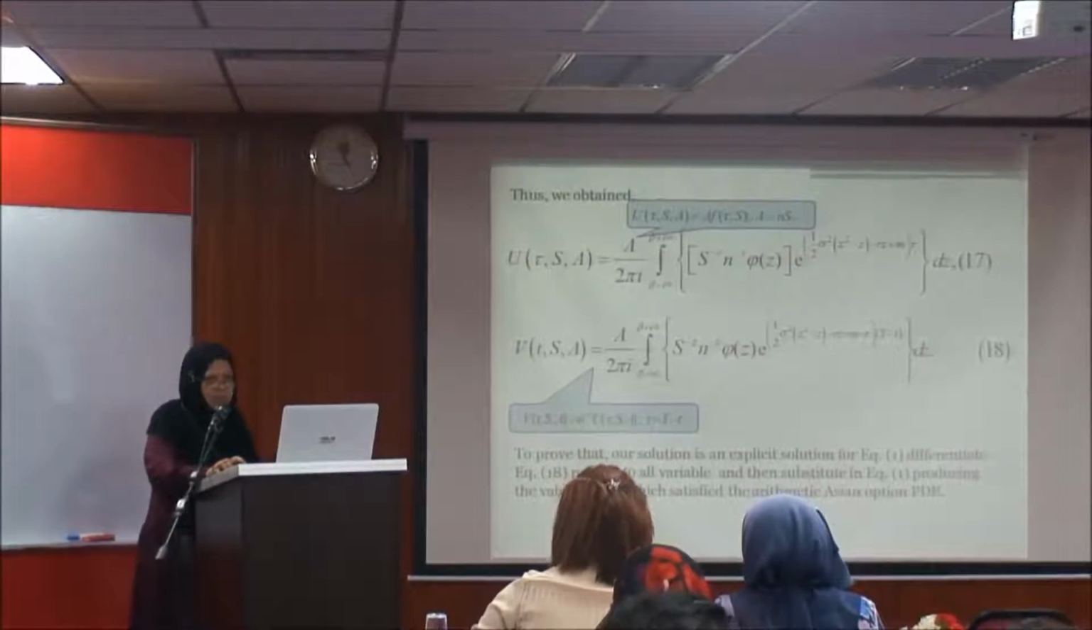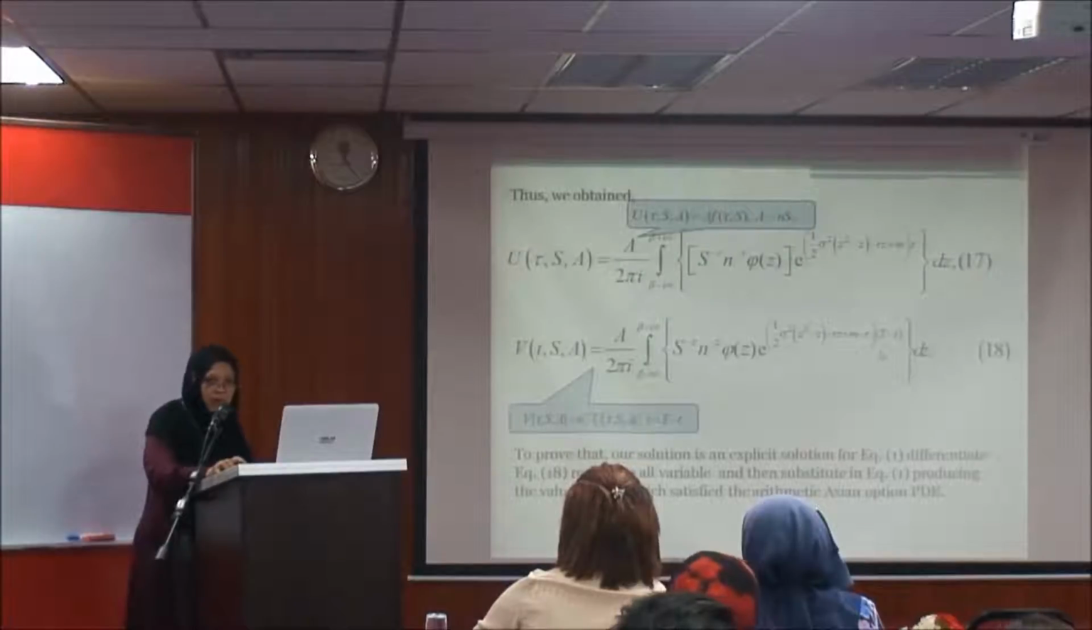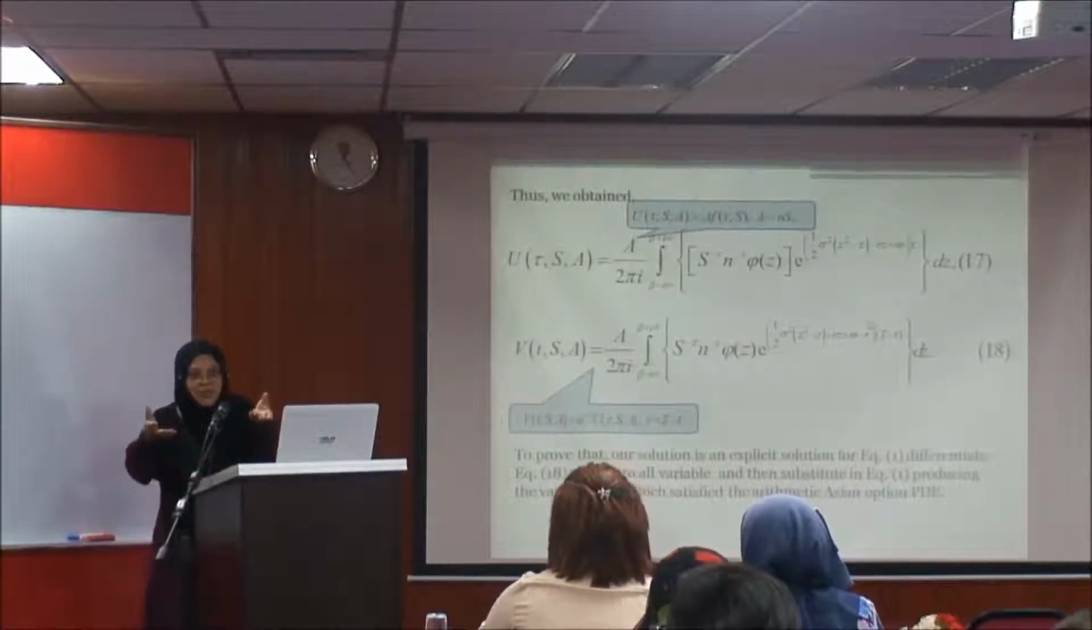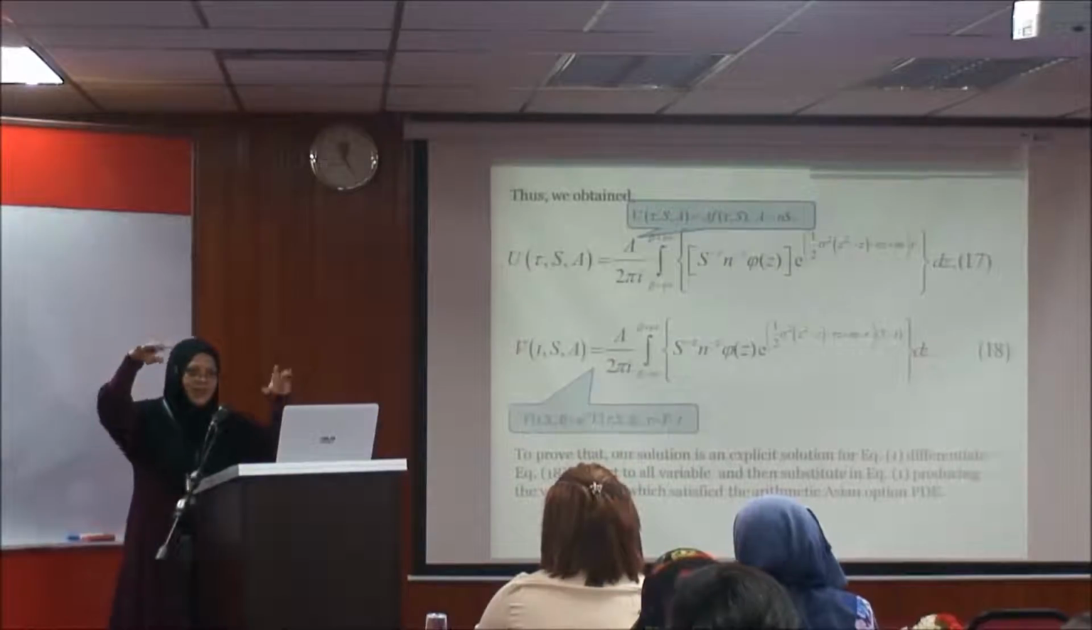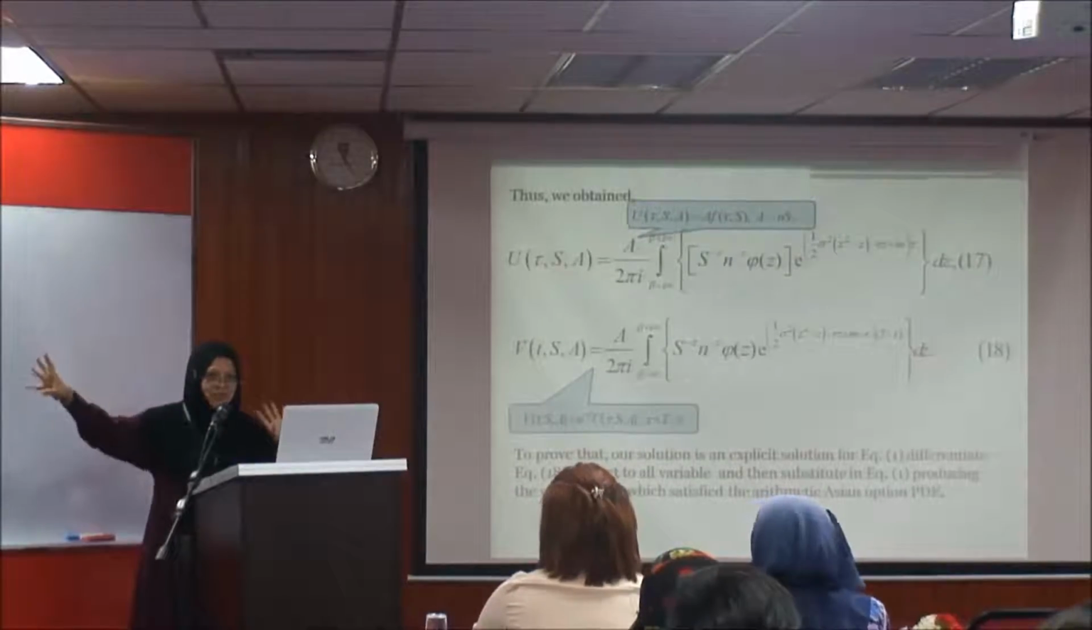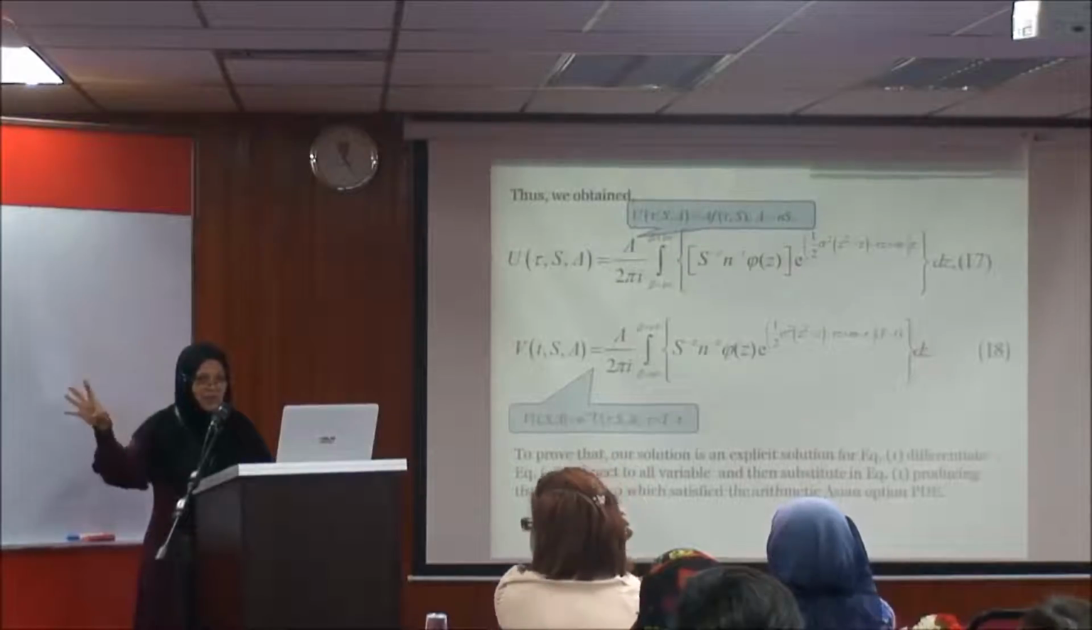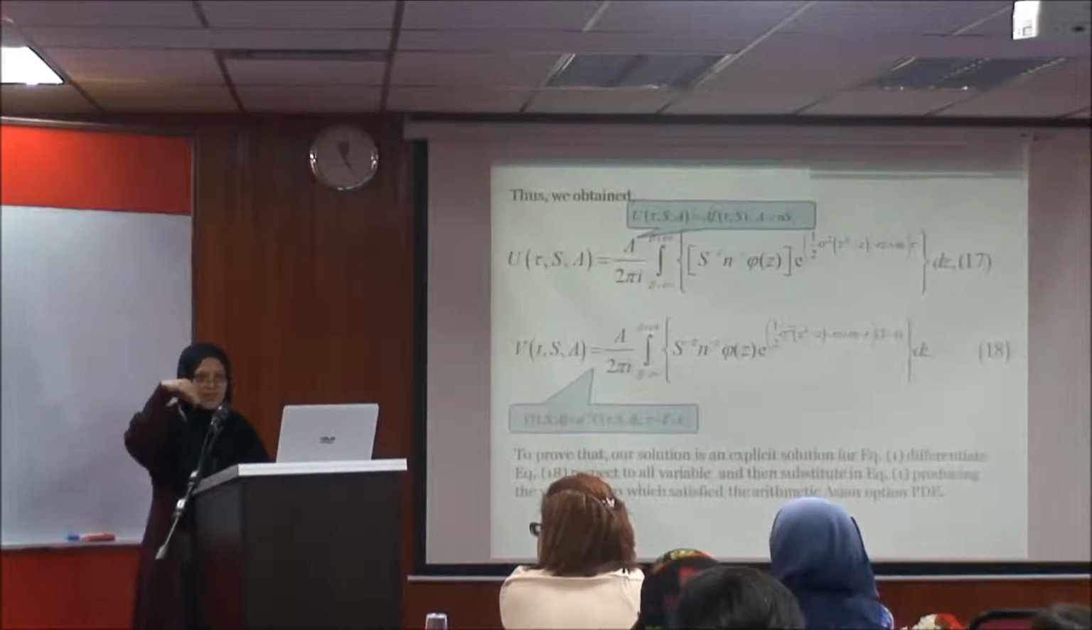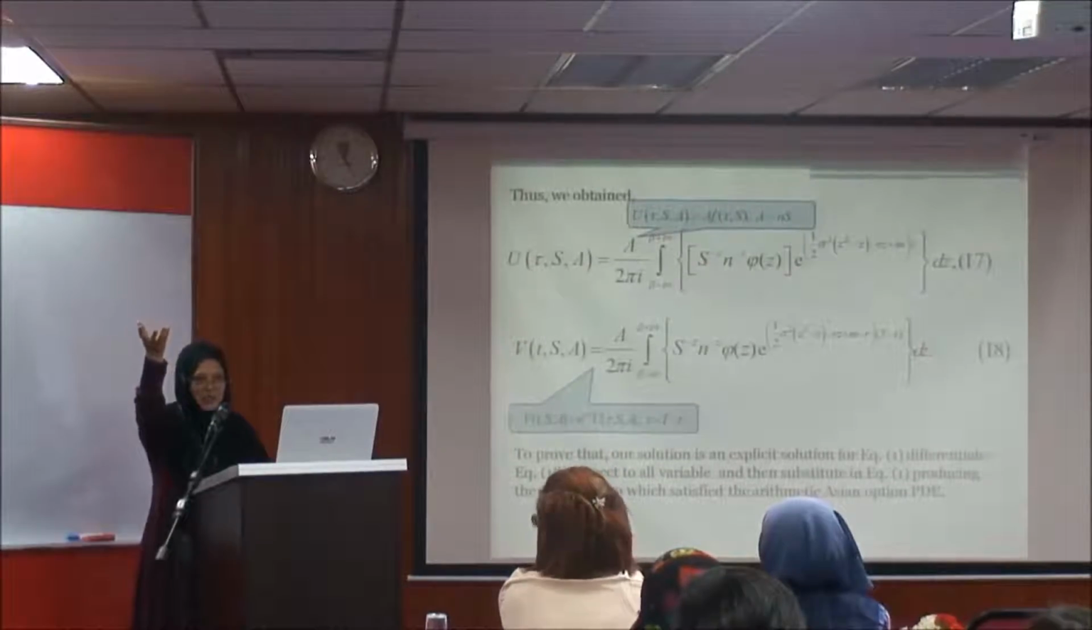Okay, how do we prove that this analytical solution is what we want? How do you check your ODE if you get dy dt equals something, and then you get your y in terms of t? How do you check that your y is actually the answer to your problem?